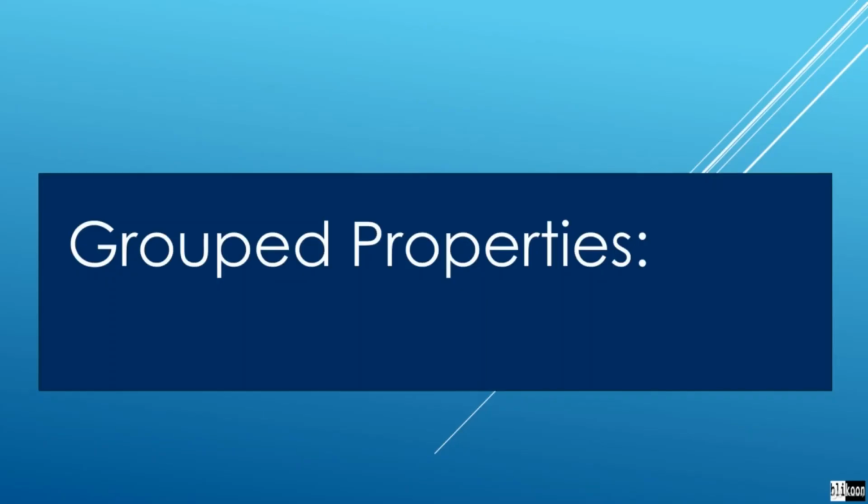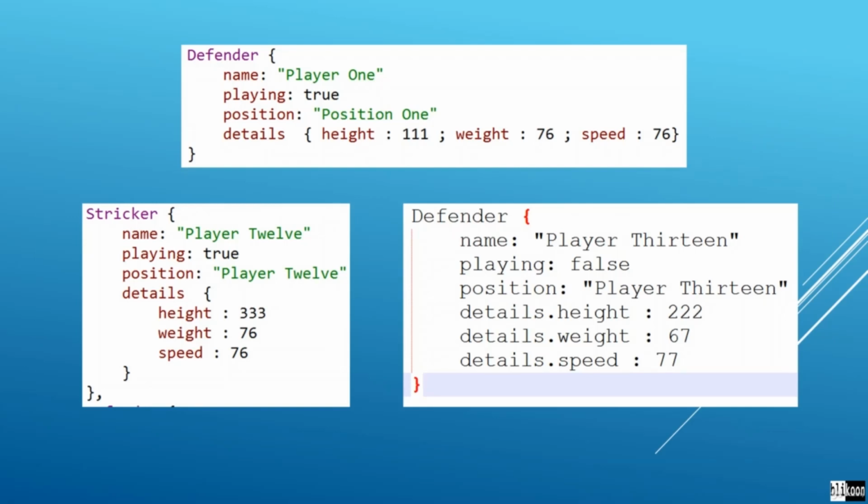In this lecture, we're going to see how to work with grouped properties. Here we have a few examples of QML components. These are the components we have actually worked with in a few previous lectures. We have a defender component, we have a striker component. In this lecture, we are adding another property which is called player details, and we are exposing this as a grouped property. If you have worked with things like the font or the border, these are grouped properties. You can specify the font color, you can specify the font size.